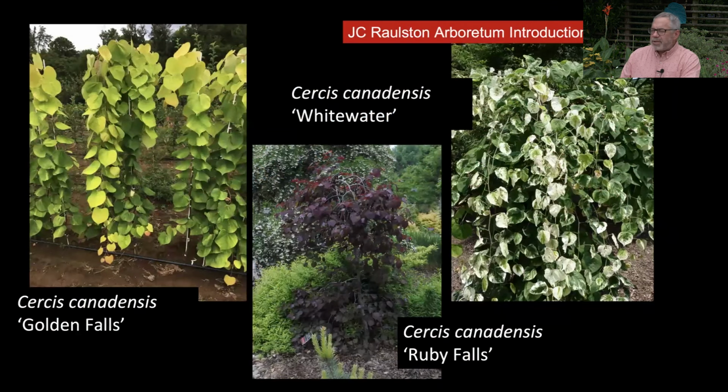Some of our earlier ones, these weepers, we really like these. Golden Falls, Ruby Falls, Whitewater. These are all really showy plants. And the Ruby Falls, I find especially, needs 2 years in the garden before it really looks great. All three of these are the strict weeping types, and they really need some judicious pruning, especially when young, because they can grow over themselves, and you really want to open them up a little bit.